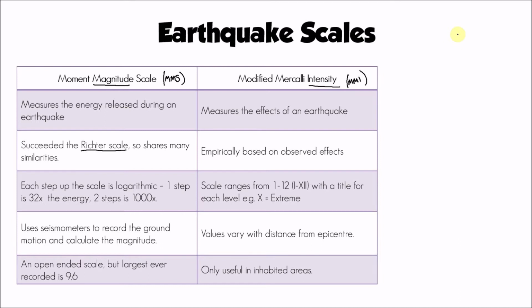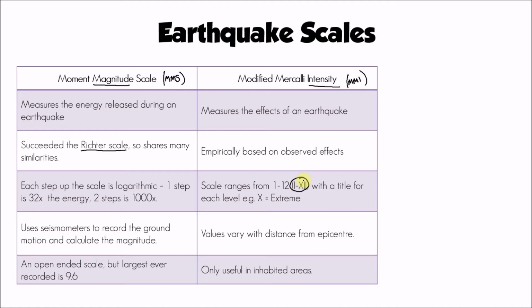This scale ranges from 1 to 12. I'm going to show you an example of it in a minute. And we use Roman numerals within this scale to help us distinguish between the two types of scale. So you'll see sometimes a number like 7.4 followed by a rating on the modified Mercalli intensity scale. And each of those ratings from 1 to 12, as well as having that Roman numeral, it also has a certain title attached to it. So 10, for example, is extreme.